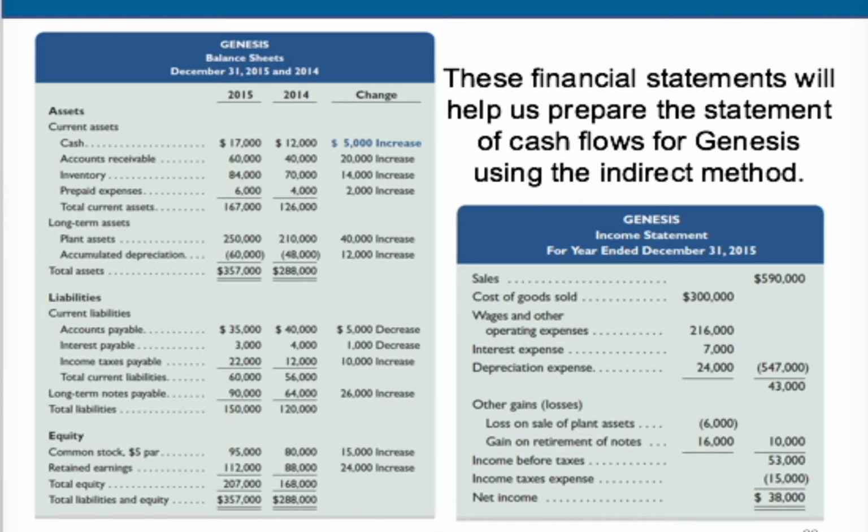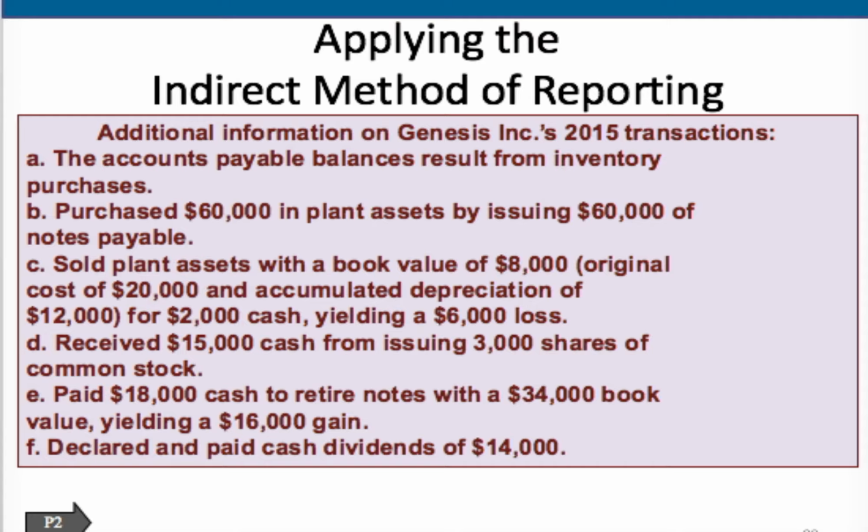This $5,000 is computed as cash of $17,000 at the end of 2015 minus cash of $12,000 at the end of 2014. Additional information for 2015 is listed in this slide.